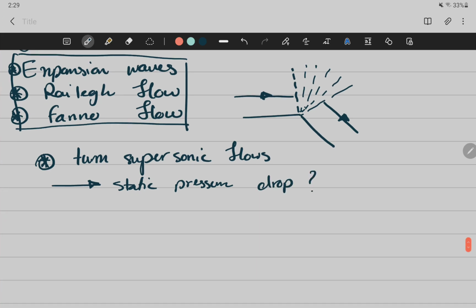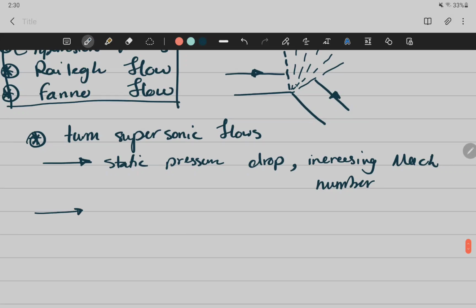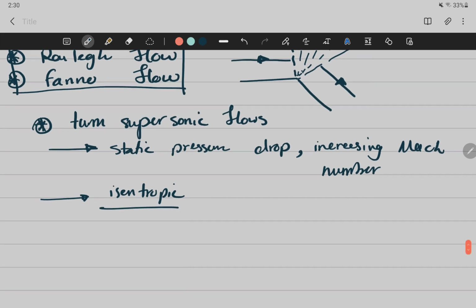What does this mean for velocity when the static pressure drops? The velocity increases, increasing Mach number. So these work in reverse of shock waves. Expansion waves are isentropic, mainly because they are a combination of infinitesimally small Mach waves, and Mach waves are reversible, and there is no heat added to this, so isentropic is adiabatic reversible.